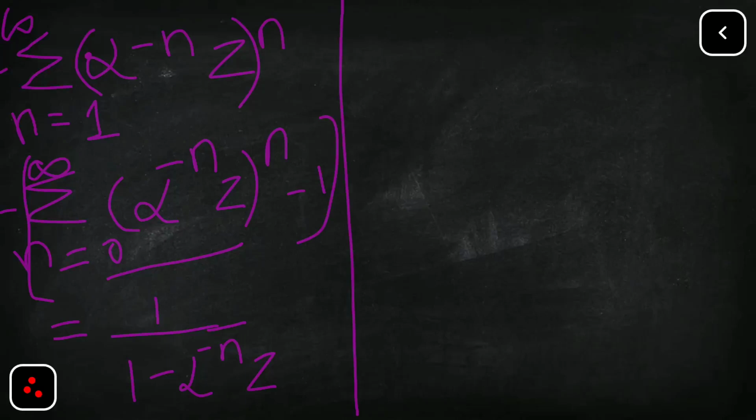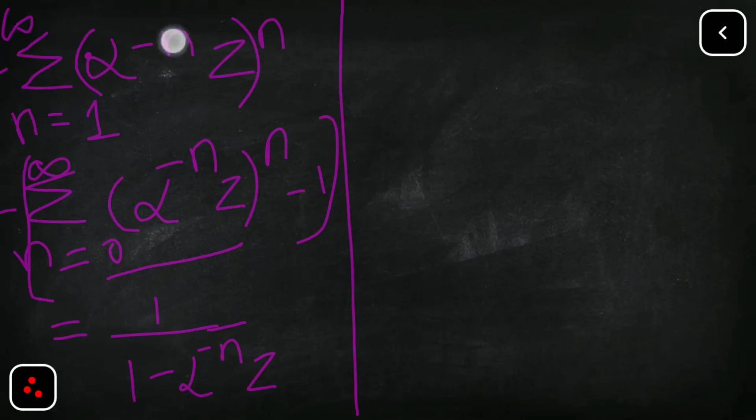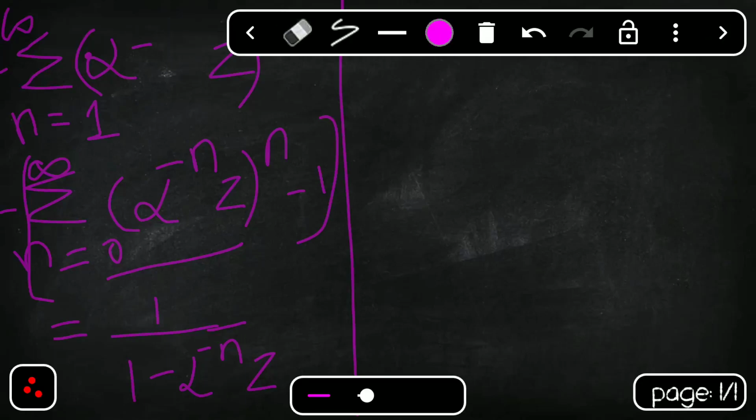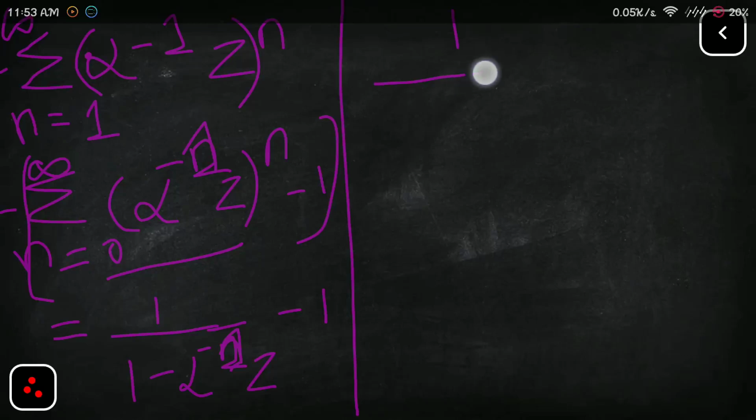I'm sorry, this is minus 1 guys. I'm really sorry for the distraction. So here it is minus 1, here also it is minus 1, here also it is minus 1, right? You got it. Then you are going to get it like this. So what did you do? You just simplified.